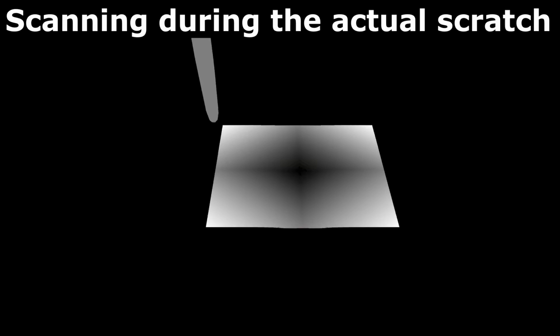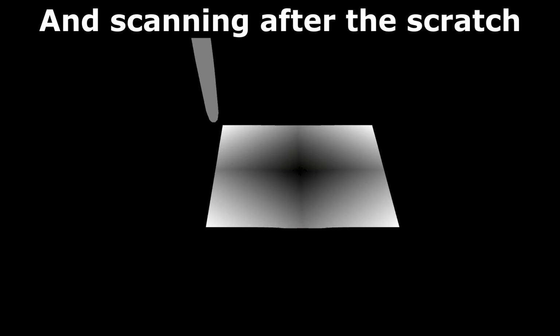Then we have the main scan, which is the one that you do during the scratch. This is there for seeing how your surface looks during the scratch and how it deforms. And then we have a post scan, which is a scan that you do after the scratch, to see how your surface looks after the scratch. Pretty simple. You have before, during and after. All these are the three measurement data that are important for the scratch.